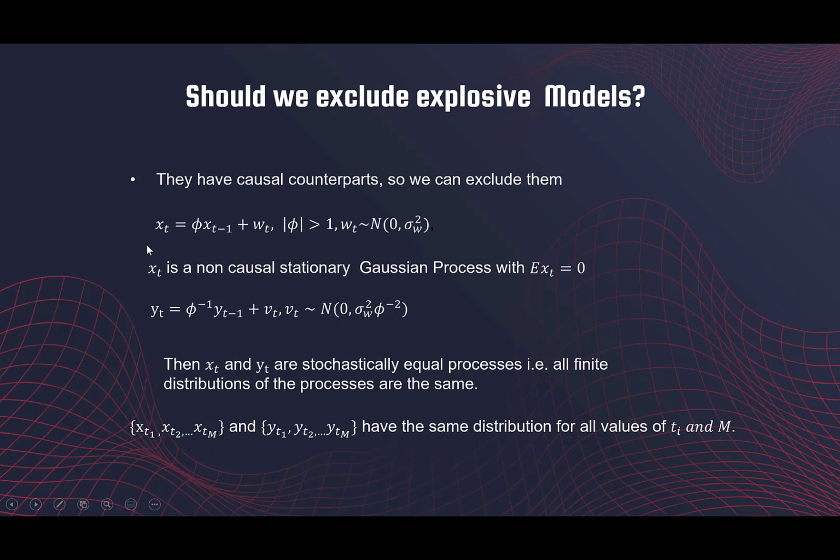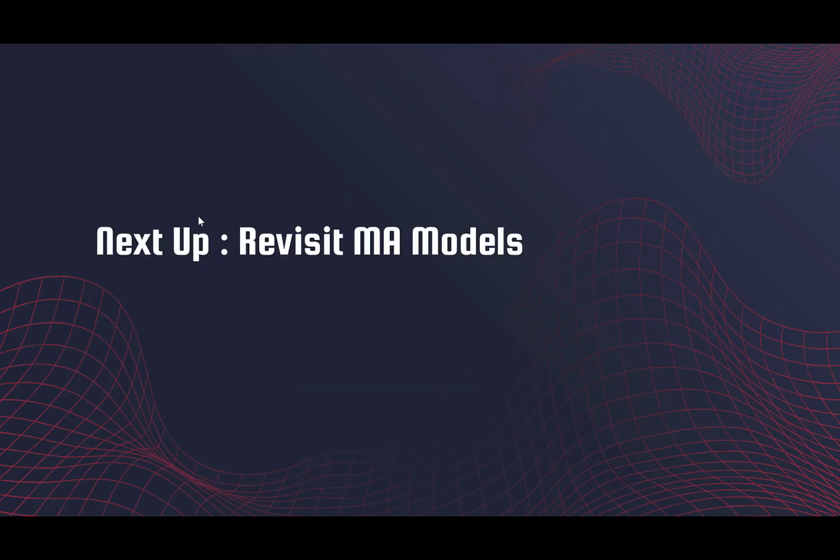So basically, we are not losing out by excluding this class of models, because for each of these models, there is a counterpart in the causal models that we are considering. So we can exclude these explosive models; we are not missing out much by excluding them. So that's all about AR models. In the next video, we shall be revisiting the moving average models. See ya.